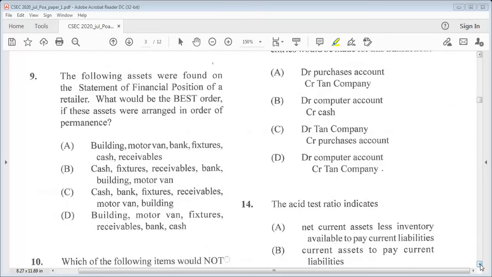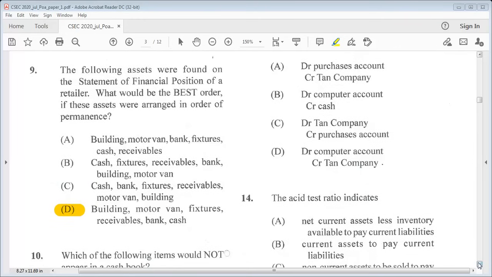So we're looking for that. We know that cash would be at the end. So that's a clue, and right away we know that our answer would be D. The assets that are long lasting to the business are listed first. So things such as building, motor van, and fixtures would be at first. So we know that our answer would be D.